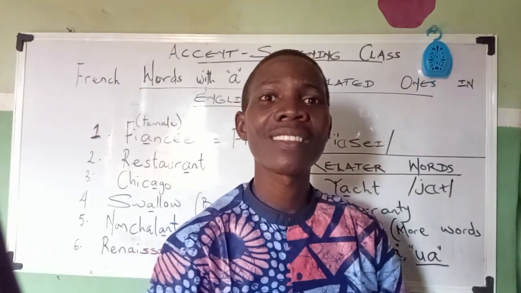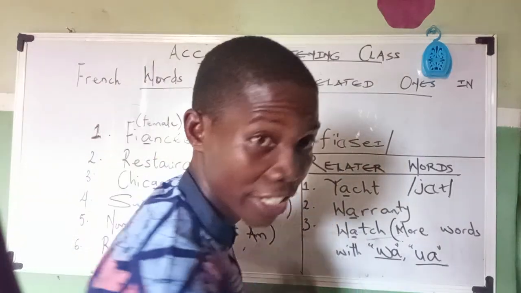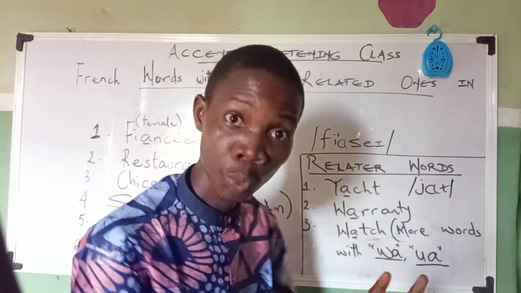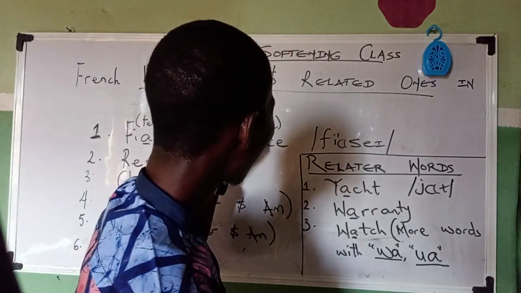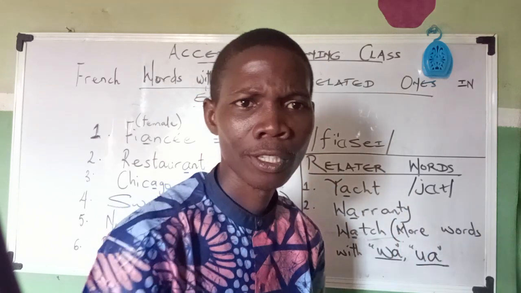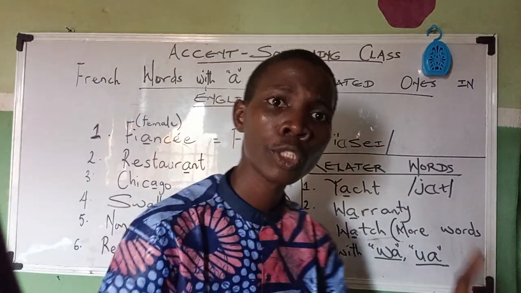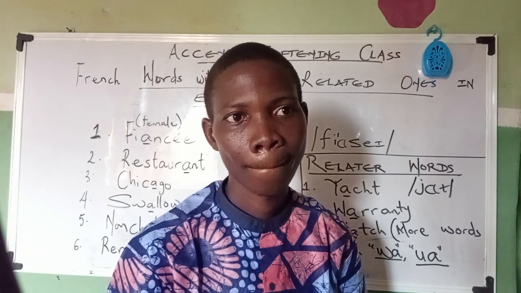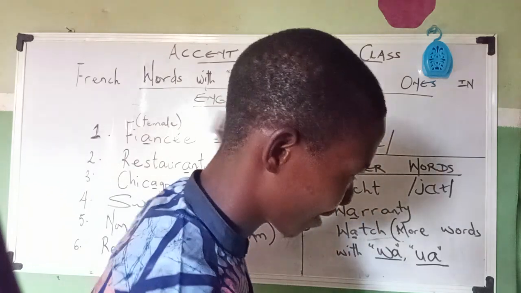So for today, we're looking at the letter A from the French origin. We have some French words in the English language, I'm sure you will agree with me, and we also have some words in English that are related to these French words. In a nutshell, the letter A, instead of sounding the usual A sound, sounds like O. So let's get into our business here.